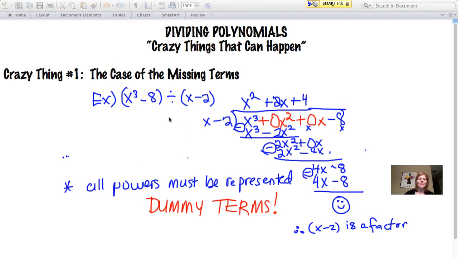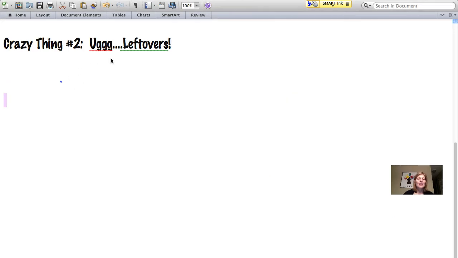Okay, good. So that's the first crazy thing that can happen: if you have missing terms, you have to fill them in with dummy terms. Let's take a look at the next thing that can happen. I've labeled it as crazy thing number 2, ugh, leftovers. Like my kids say every Friday night, ugh, leftovers. So let's take a look at something that turns out really nice.